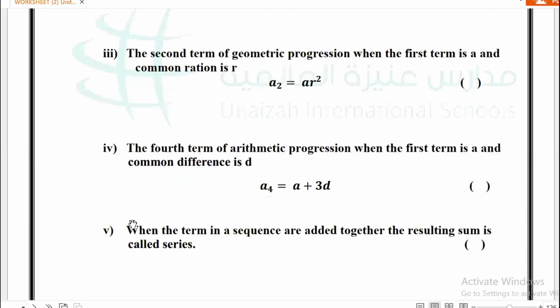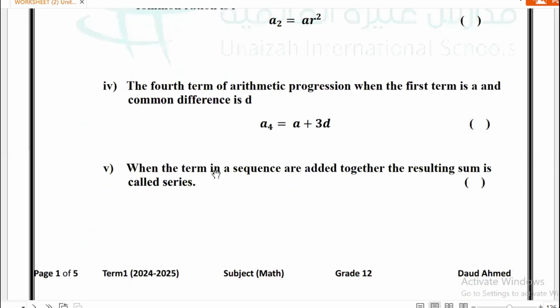Next, the fourth term of an arithmetic progression, when the first term is a and the common difference is d. So usually a_n is equal to a plus (n minus 1) d. So a4 is a plus (4 minus 1) d, which is a plus 3d. So this is correct. When the terms of a sequence are added together, the resulting sum is called a series. This is also true, or correct. I hope it is clear.